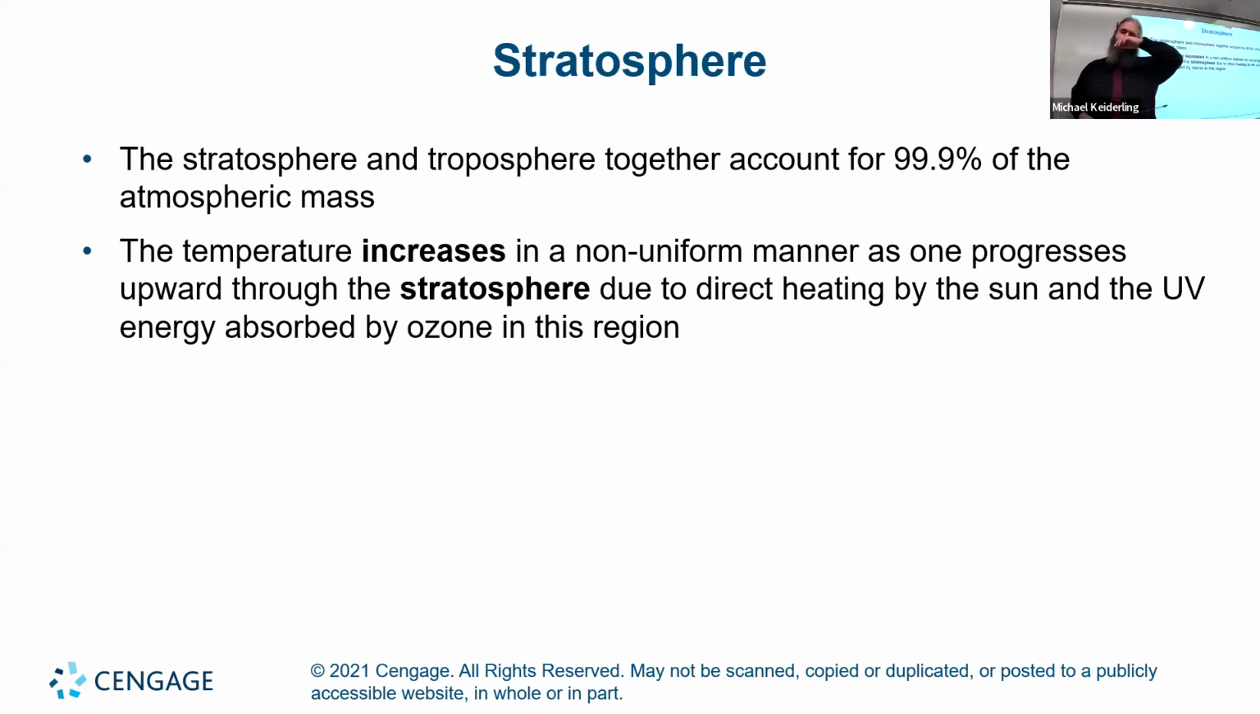So the stratosphere is the next layer up. In the stratosphere, the temperature increases. It's not as smooth as the decrease in the troposphere. It's in a non-uniform manner as you progress upwards through the stratosphere due to direct heating by the sun and the UV absorbed by the ozone in this region. The vast majority of the ozone layer is in the stratosphere. So there's a much higher ozone concentration in the stratosphere, and this absorbs UV radiation from the sun.